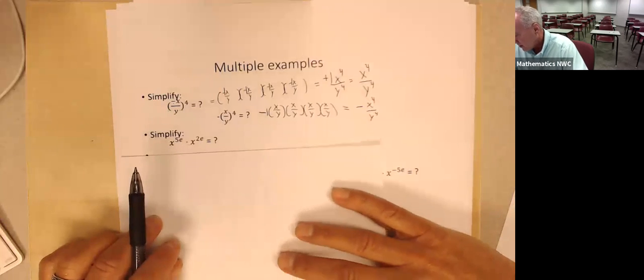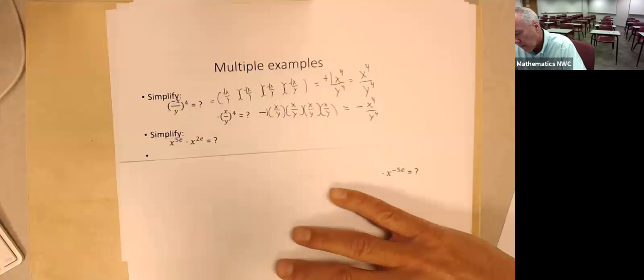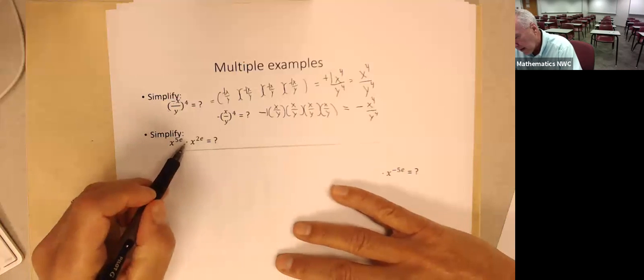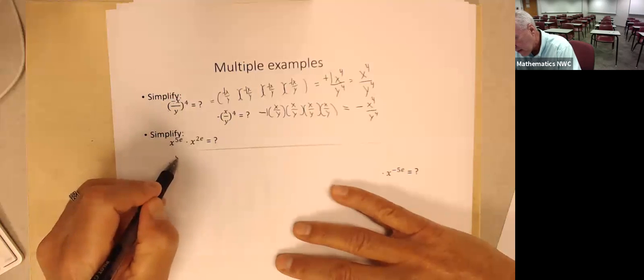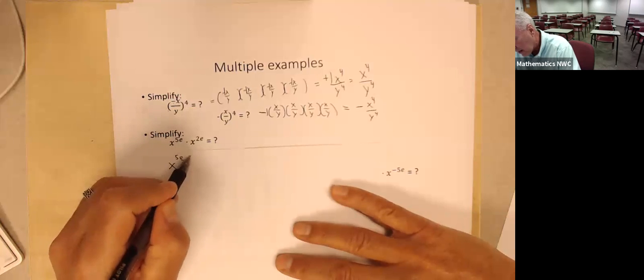Okay, some other easy ones here. I'm multiplying, so I need to add the exponents. So I need to take this exponent, even though it's got a variable, I treat it the same.